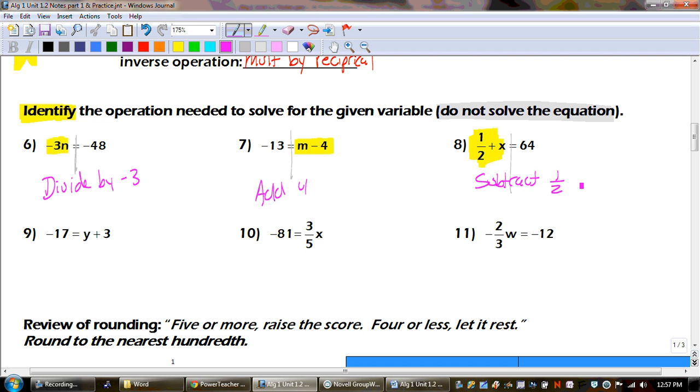All right, number 9. Where's the variable? How do we get the variable by itself? Okay, we're adding 3 right there, and the inverse of addition is subtraction. So we would subtract 3.